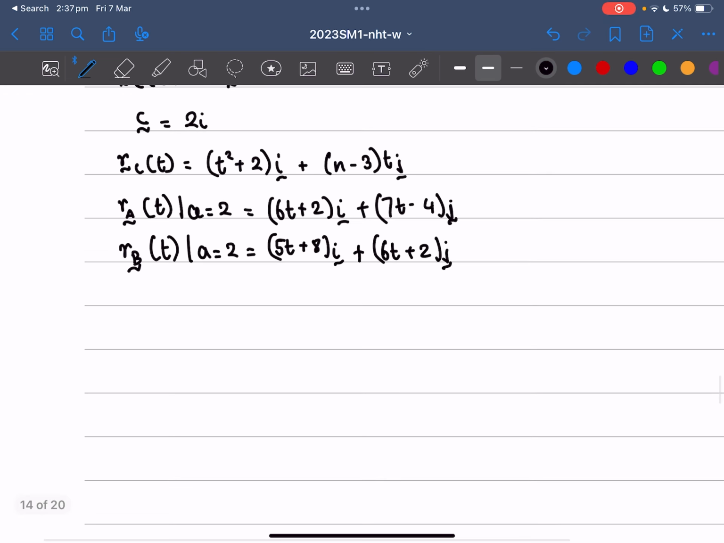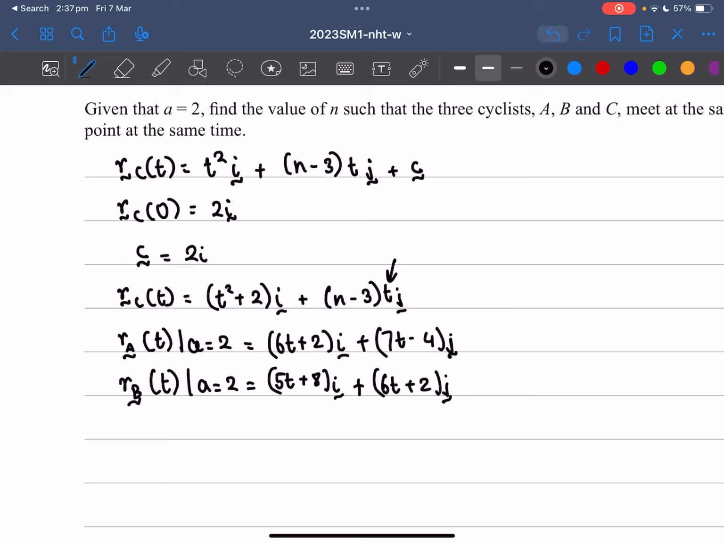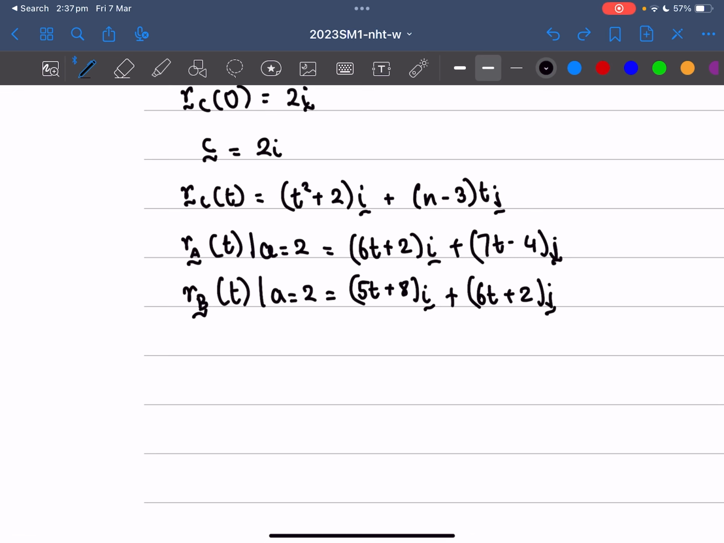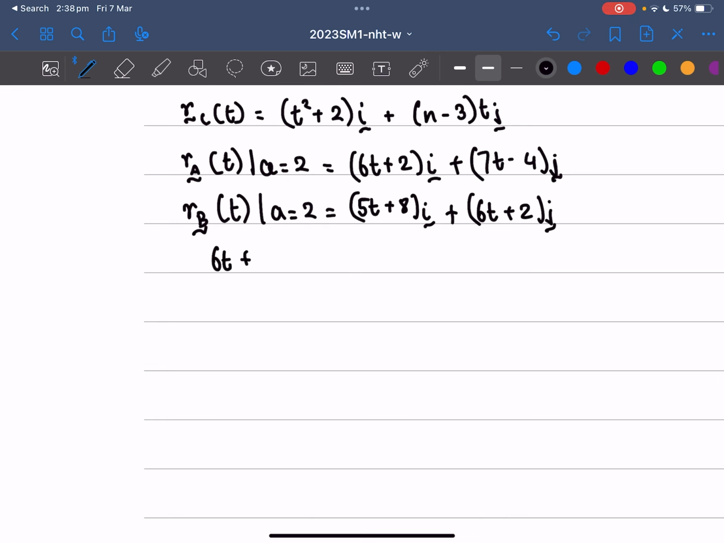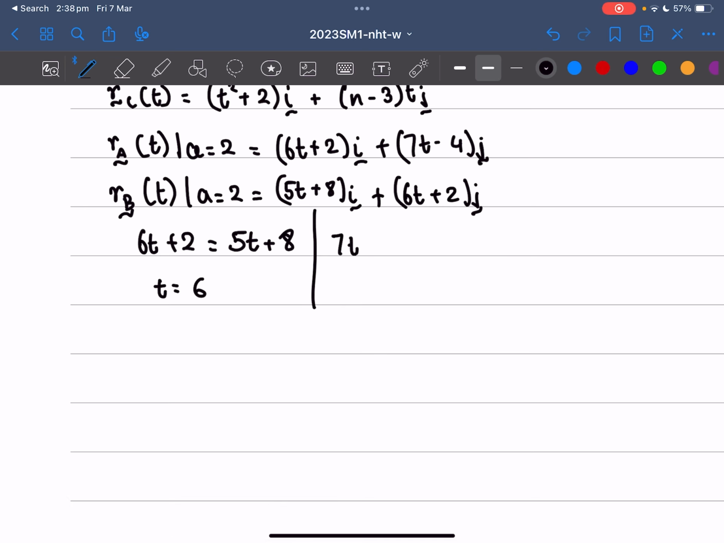The reason why I did that is first we have to find where A and B actually meet. Once we have the time that A and B are at the same place, we can simply substitute t back into this, and we will also know what position in i and j where they all will collide, and then we can just substitute that to find the value of n. So first things first, let's find when A and B exactly meet. So 6t plus 2 is equals to 5t plus 8. So that will give me t equals to 6. Let's try for the j component as well. So 7t minus 4 is equals to 6t plus 2. So t is equals to 6.